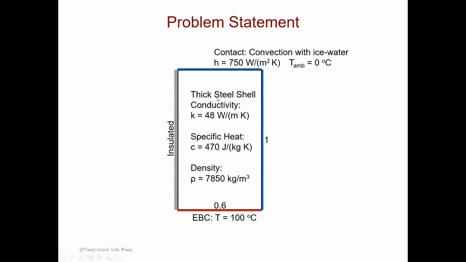Assuming you have a thick steel shell whose conductivity is 48 with specific heat 470 joules and density equals 7850. The dimensions of the thick steel are 0.6 meters in width and 1 meter in height. We have an essential boundary condition with the initial temperature equal to 100 Celsius. The left wall is insulated, and the top wall and right wall are in contact with ice water whose convection coefficient is 750, and the ambient temperature is 0 degrees Celsius.